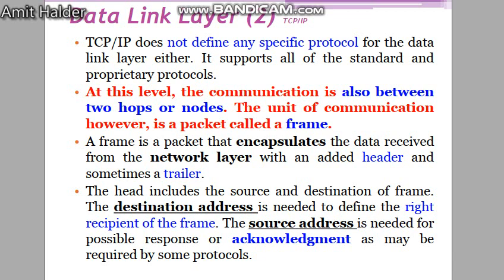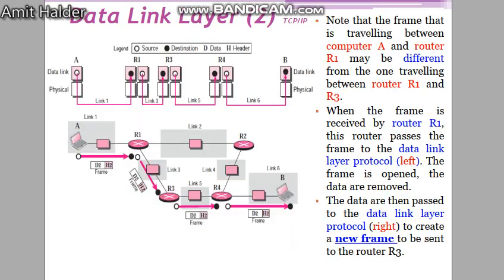The added header and sometimes a trailer are there to show where the destination address and the source address are. The header includes the source and destination of the frame. The destination address is needed to define the right recipient of the frame. The source address is needed for a possible response or acknowledgement, as may be required by some protocols. So now the layers have been increased, as you can see. Now there are no bare bit streams, just encapsulated capsules on each part.